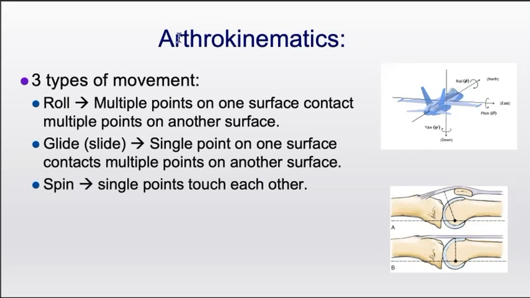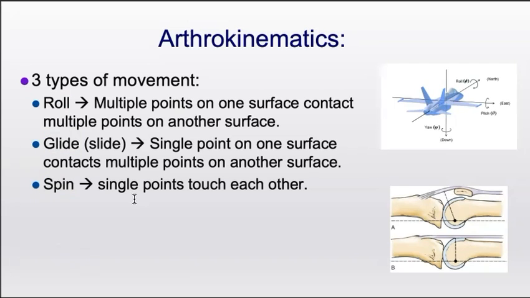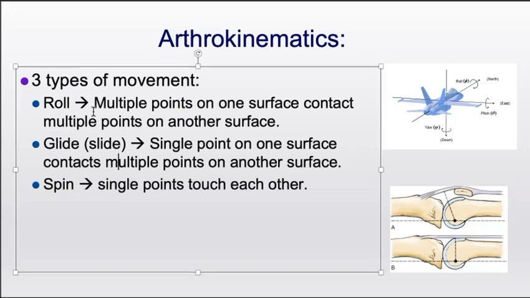When we talk about the arthrokinematics of a joint, we talk about three different types of movement as well. So we've got roll, glide, and spin, and they all happen at the knee joint. Okay. In order to conceptualize this in your brain, what we're going to use as a comparison is a rock on top of a hard surface. Okay, so roll is if you can push that rock and roll it off of the surface. So multiple points on that rock will actually contact multiple points on that surface as it rolls off. Okay, so think of a circular rock.